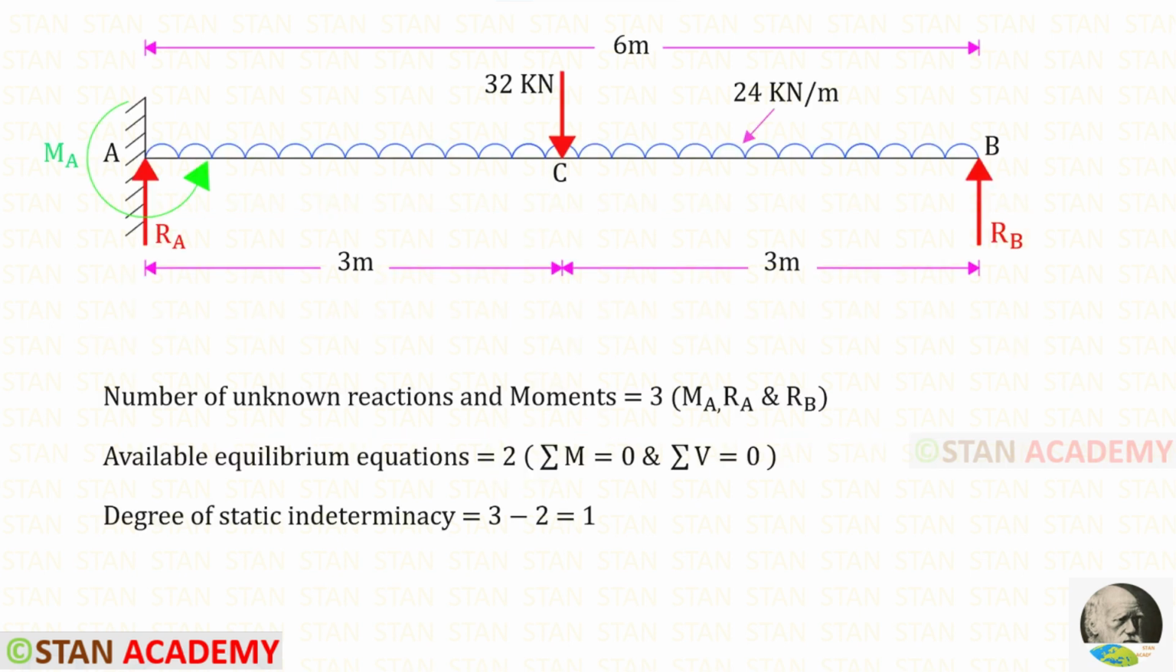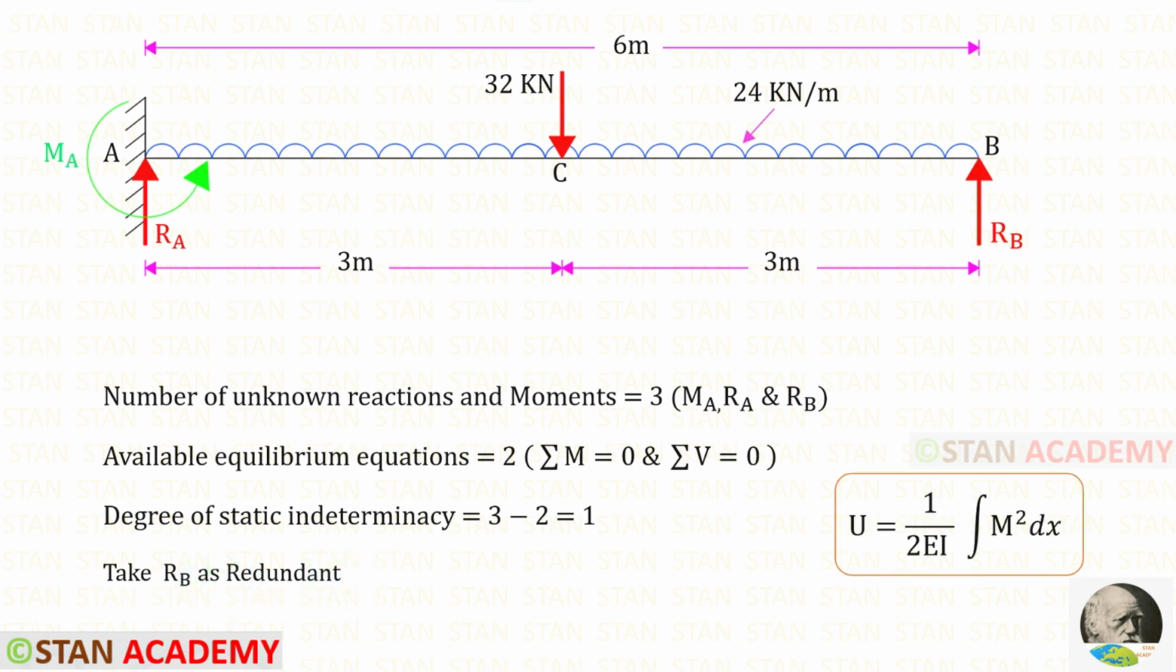Now let us find the degree of static indeterminacy. In this beam, the number of unknown reactions and moments are 3. The available equilibrium equations are 2. The degree of static indeterminacy will be 3 minus 2. We will get 1. Let us take Rb as the redundant. To find Rb, we are going to use strain energy method.